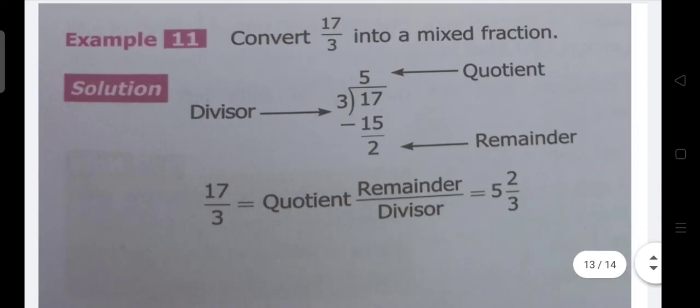Convert 17 by 3 into a mixed fraction. So they have given the improper fraction. We are going to convert it into a mixed fraction. Just divide and see. You will get quotient, remainder and the divisor. In short, we can say quotient, remainder by divisor as Q R by D. Q is here 5, remainder is 2 and divisor is 3. 5 2 by 3 is the mixed fraction.